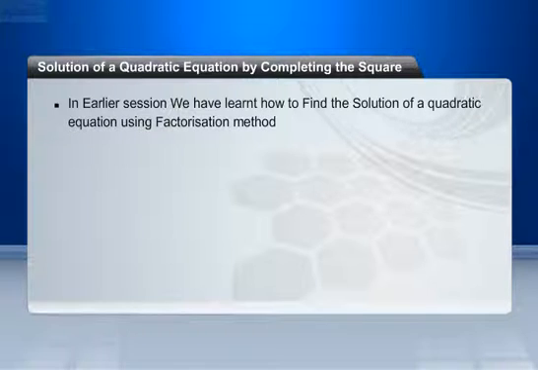the square. Some quadratic equations cannot be solved by using the factorization method. For example, let us take one quadratic equation, x square minus 4x minus 8 equals 0. The given equation is x square minus 4x minus 8 equals 0, and it is in the form of ax square plus bx plus c equals 0.